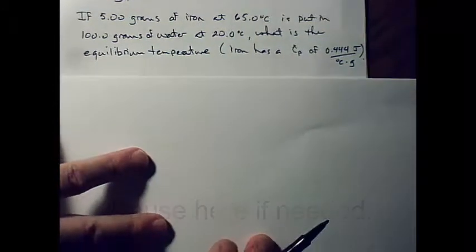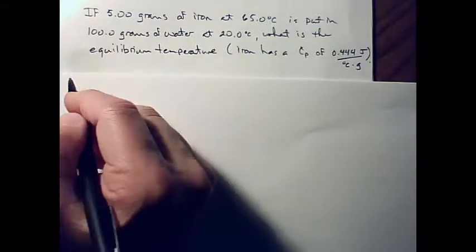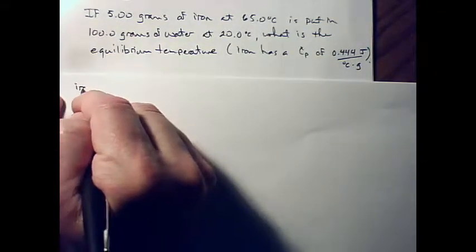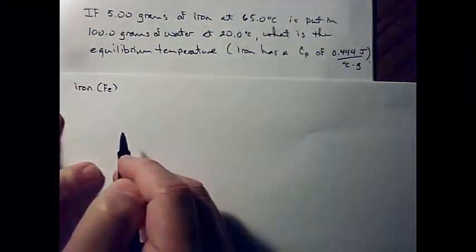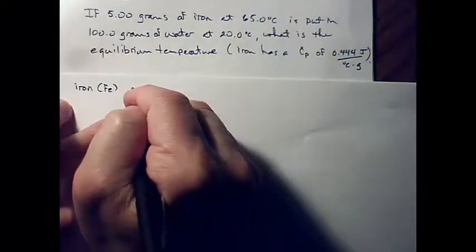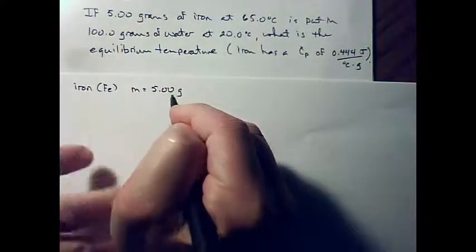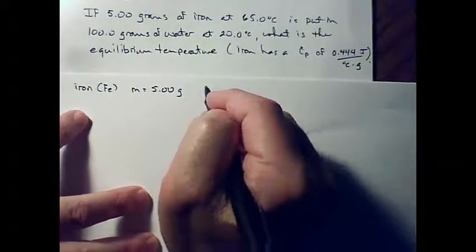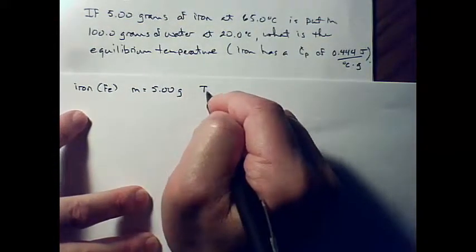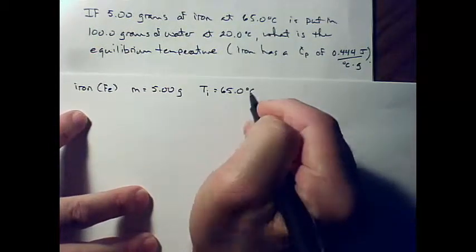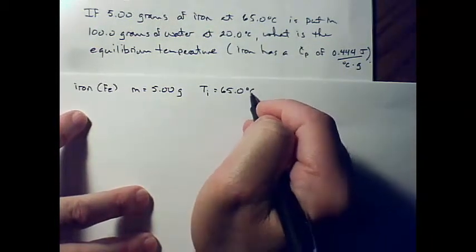Okay? So let's see. We've got 2 different things going on here. We have iron, which has an atomic symbol of Fe. And iron has a mass of 5.00 grams. It's starting at an initial temperature of 65 degrees. So T sub I for initial temperature is 65.0 degrees C. And then we're going to put it in 100 grams of water. So we've also got water here.